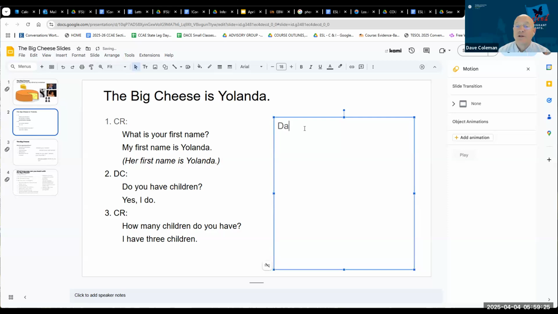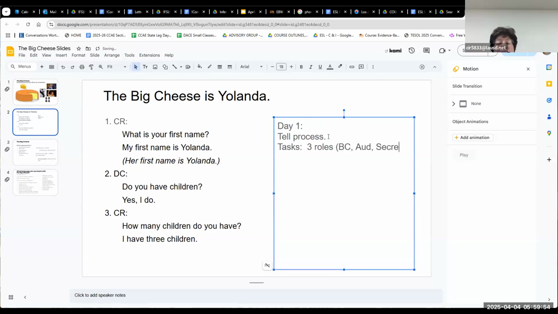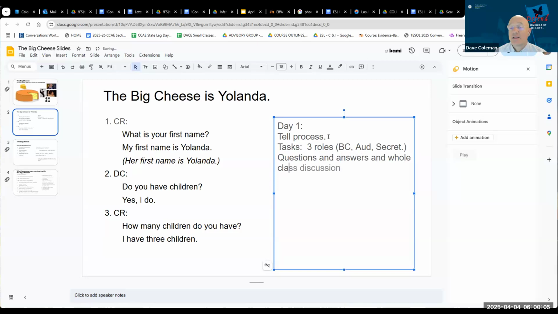So day 1, what did we do day 1? Personal information? Well, yeah, so the topic is personal information, true. But what did we focus on? What tasks did we do or activities? So we had 3 roles, big cheese, audience, and secretary. Then we just had questions and answers, and full class repeat.